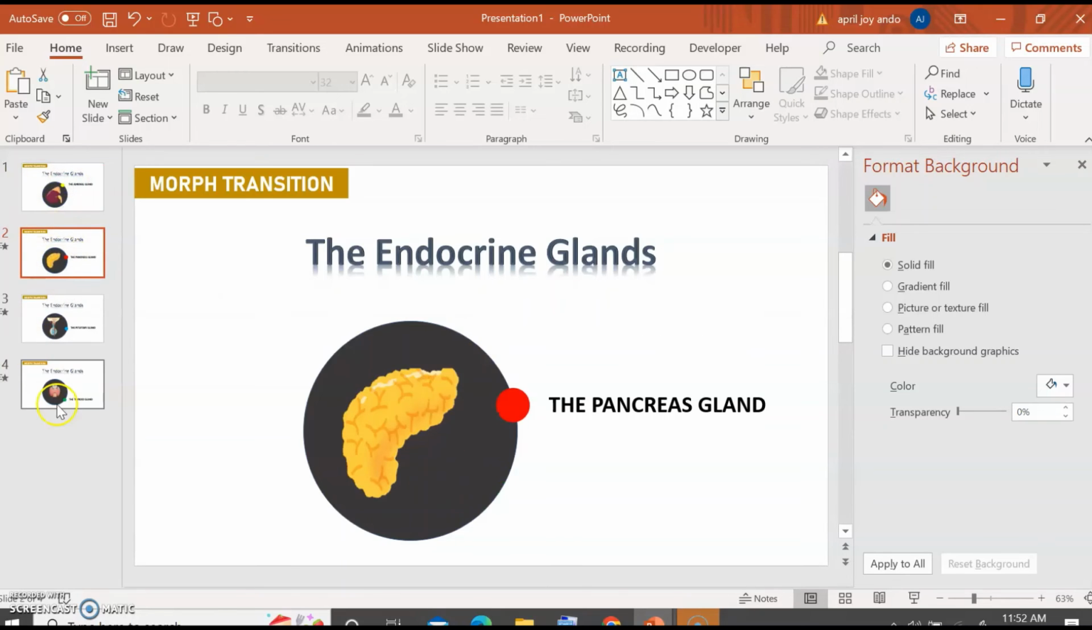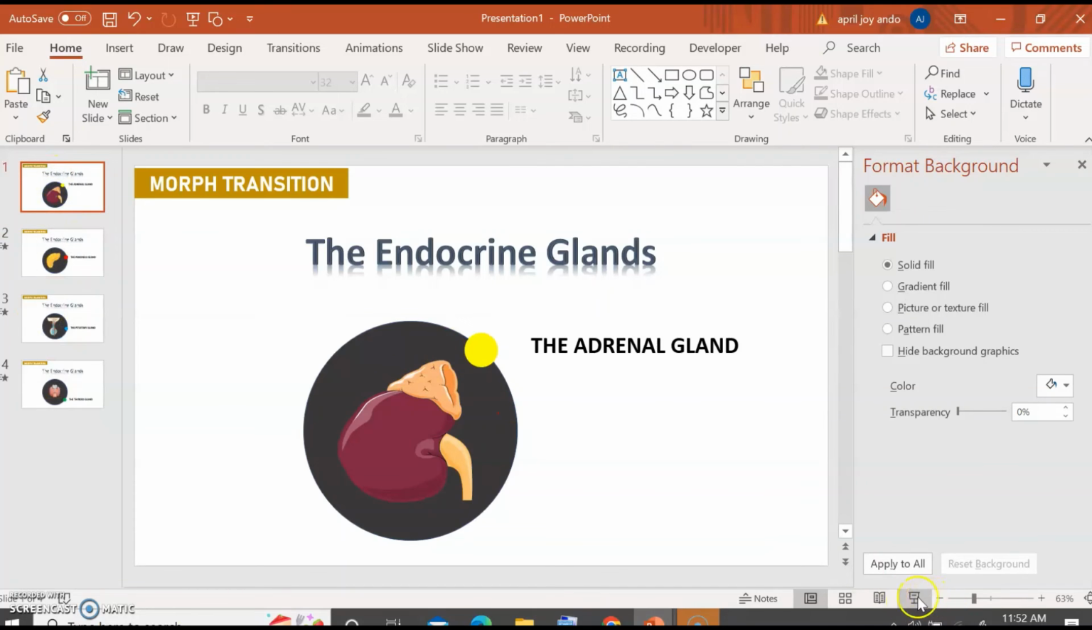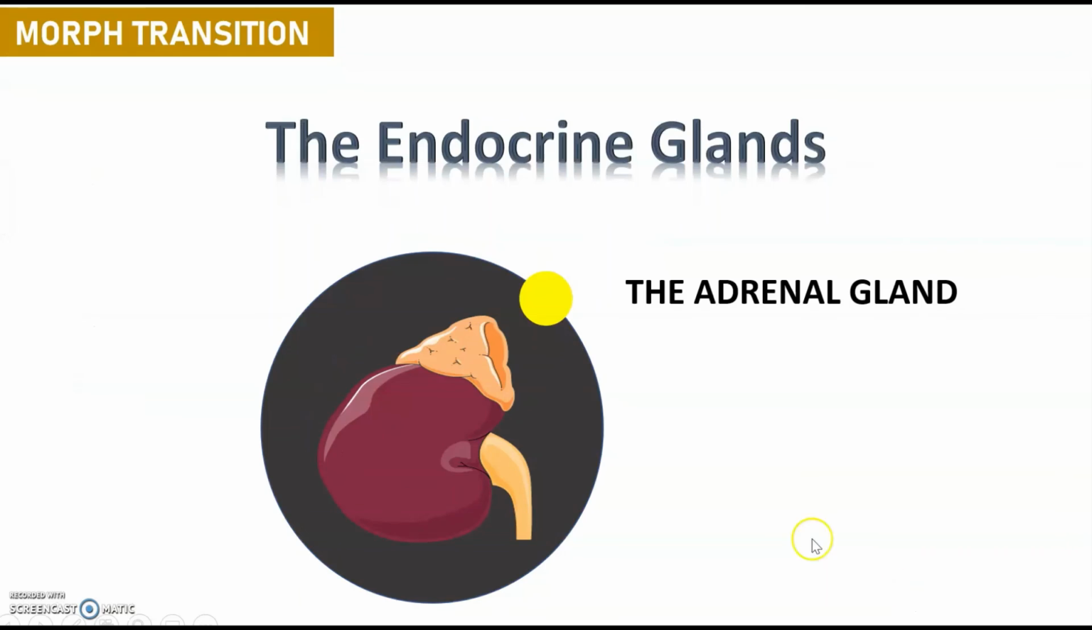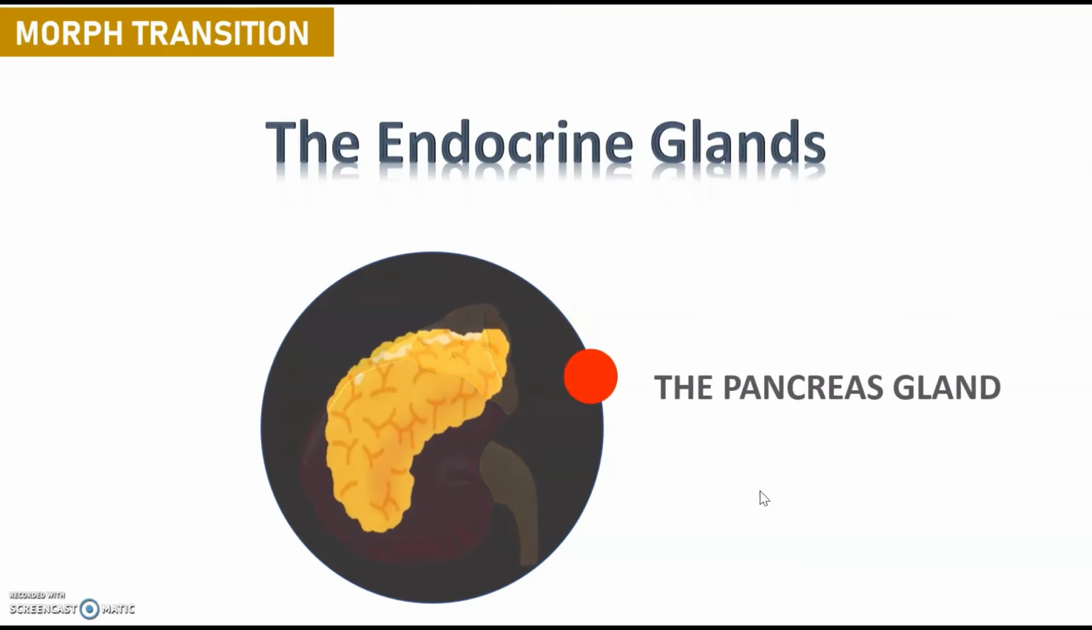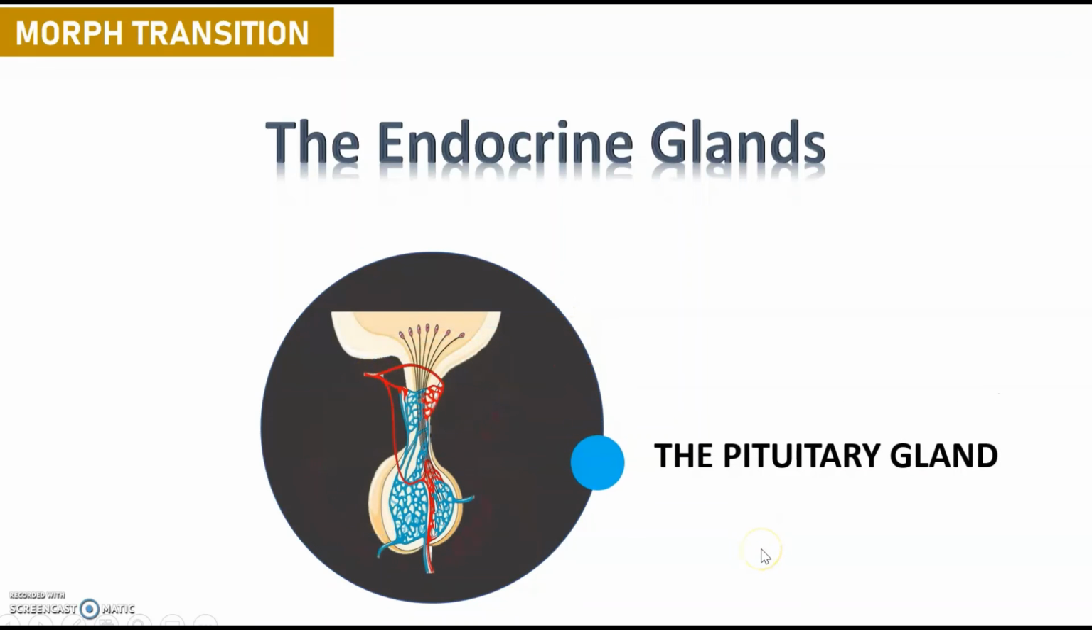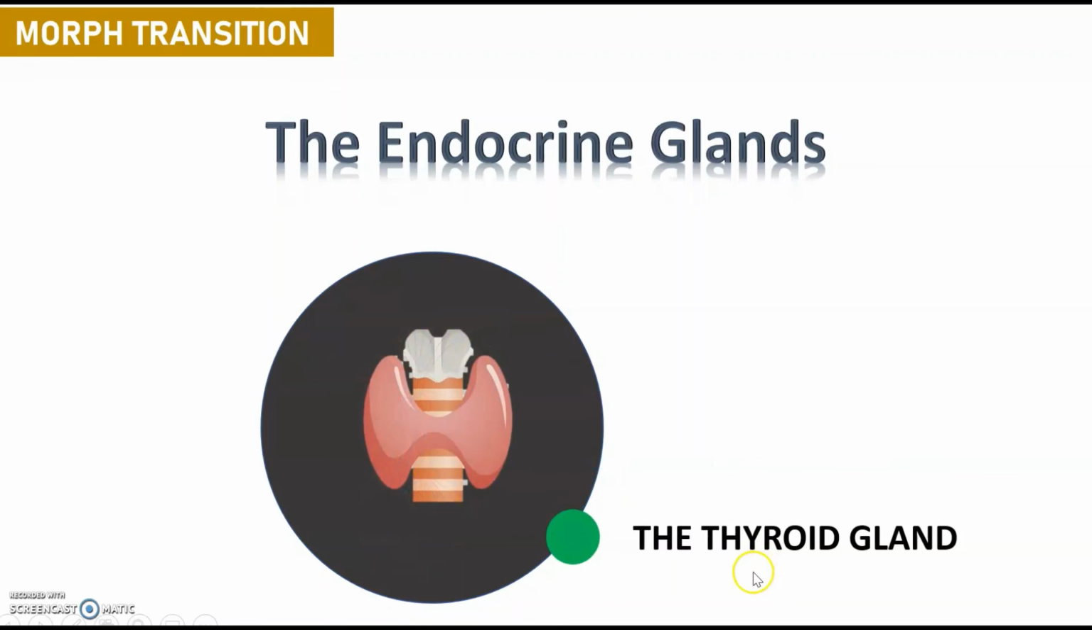So slides 2, 3, and 4 are now in the morph transition. Let's try to preview this. So the first one is the adrenal gland. The second is the pancreas. The third is the pituitary gland. And the last one is the thyroid gland.